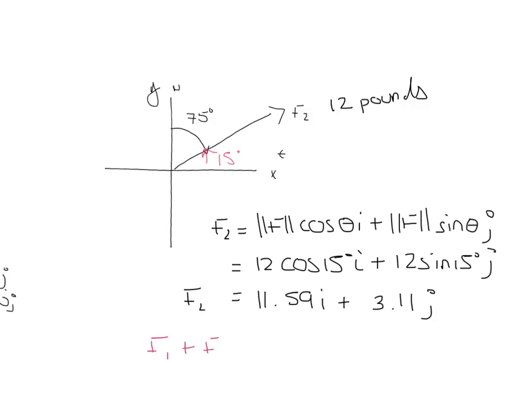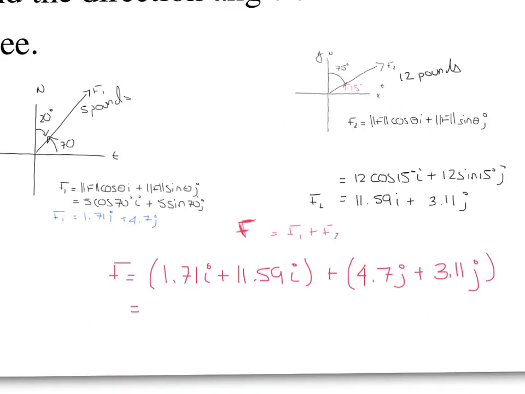Okay, so at this point, what we're going to do is take the first force plus the second one, and that's going to be equal to our resultant. So that's our resultant vector, and then we're going to find its magnitude and its direction. Here we have the first vector that we solved and the second vector that we solved. We're literally going to add them: take your terms of i, your terms of j, and let's add them.